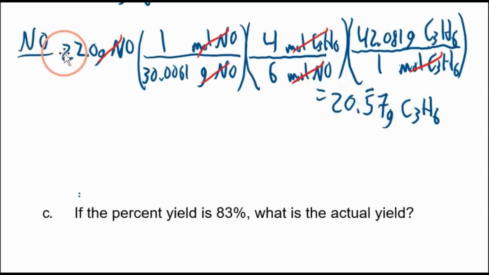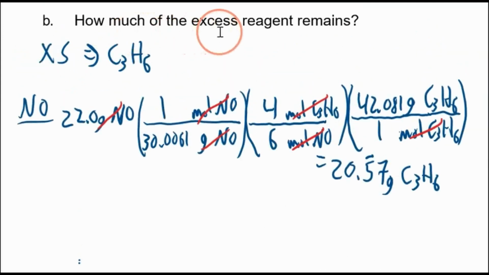Okay, so what this says is that if all of these 22.0 grams of NO react, they need 20.57, or 20.6 grams of C3H6. So this is how much will react when all of our NO reacts fully. Well, how much of the excess reactant remains? So we can say mass remaining.